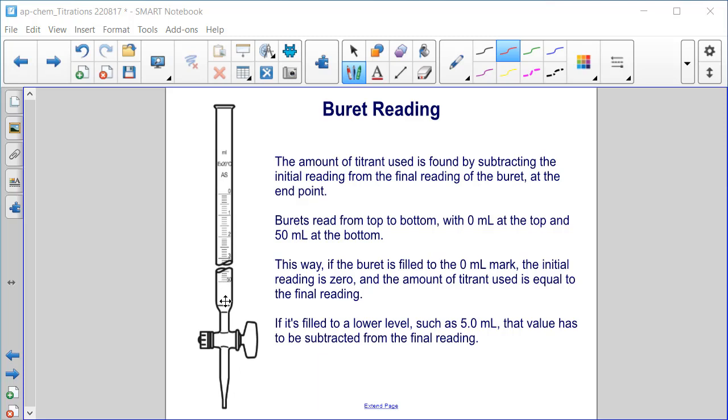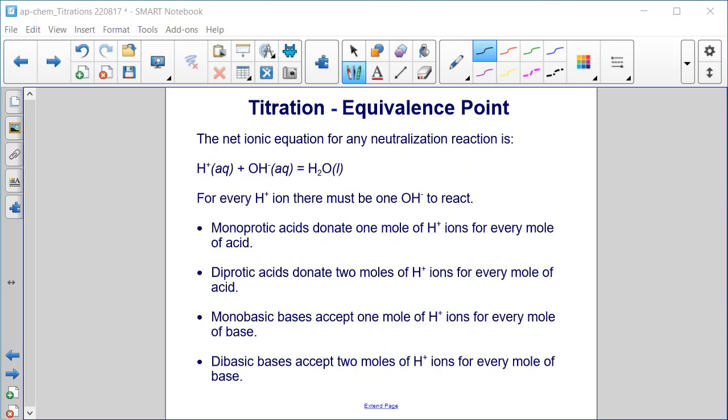The initial reading is 0 if we fill it to the top, and the amount of titrant used then would just be equal to the final reading. If it's filled to a lower level, such as 5 milliliters, that value then has to be subtracted from the final reading. Let's talk now about the equivalence point of a titration.